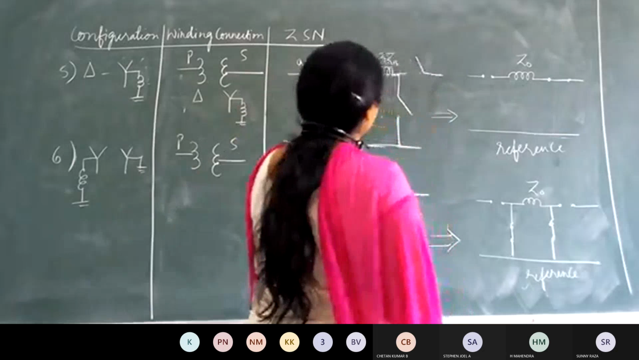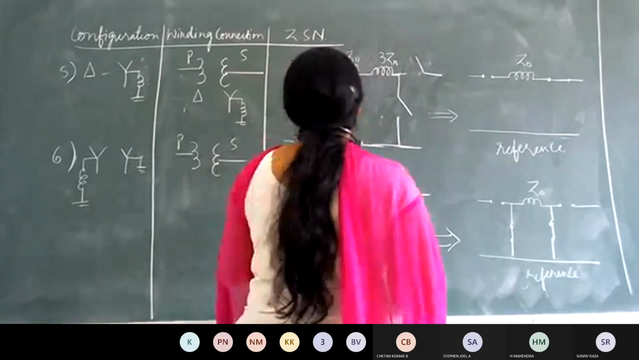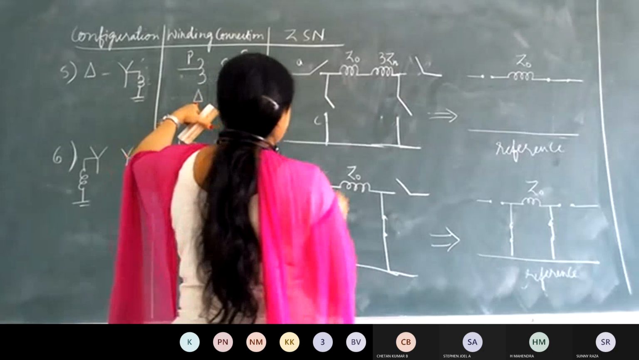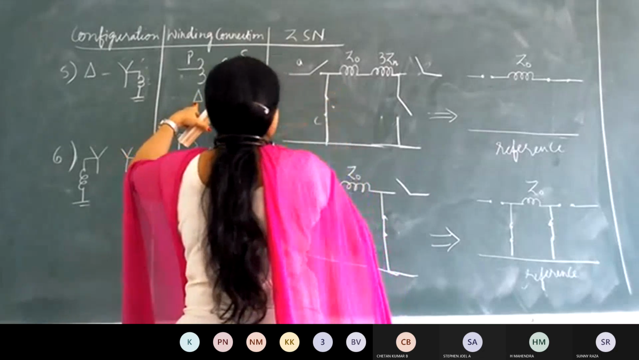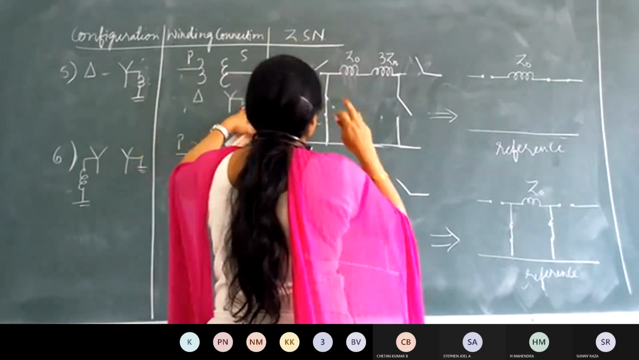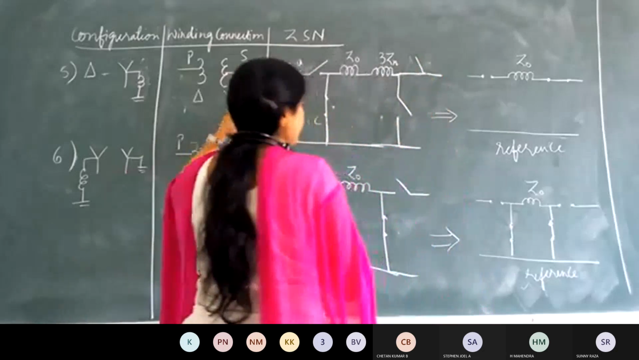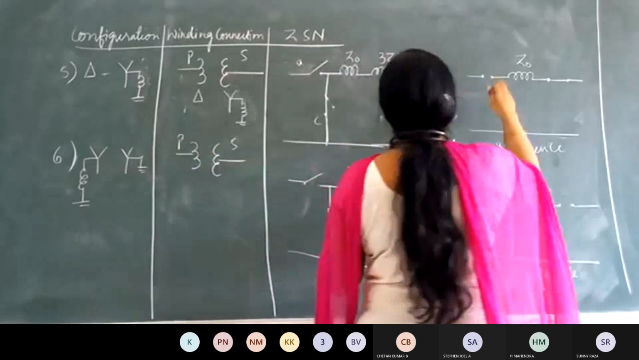Are you able to follow now? Okay. So this is the general circuit. Now observe on the primary side, which is the connection given as delta. So I will be closing this switch C. On the secondary is the star with the neutral grounded. This switch has to be closed here, switch B. Then what will be the resultant network?